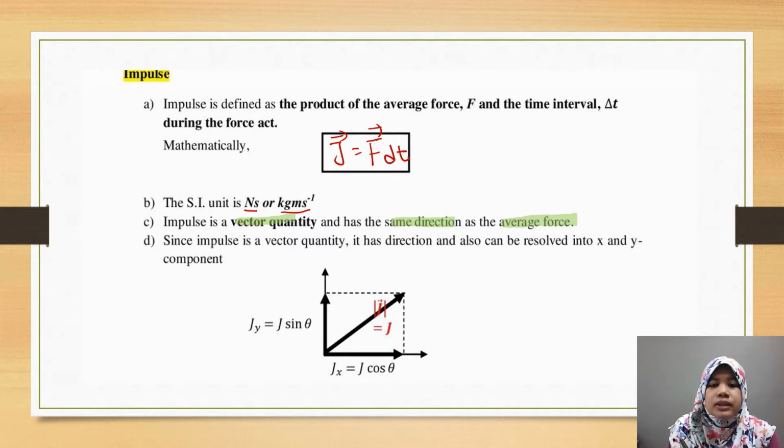Since impulse is a vector quantity, dia ada direction, so means that dia boleh resolve into x and y component. So for example, here is theta, so resolvekan kepada Jx and Jy. So we have Jx is J cos theta, Jy sama dengan J sin theta.